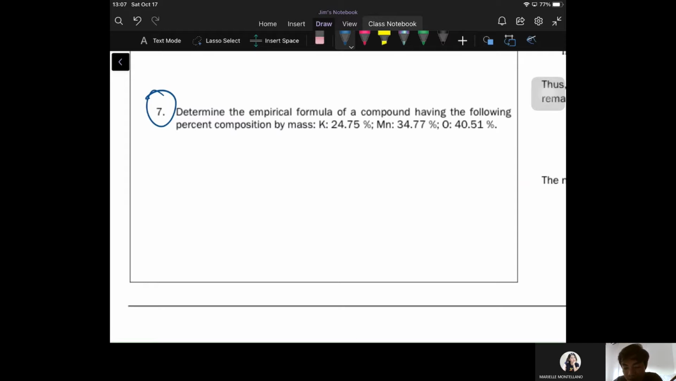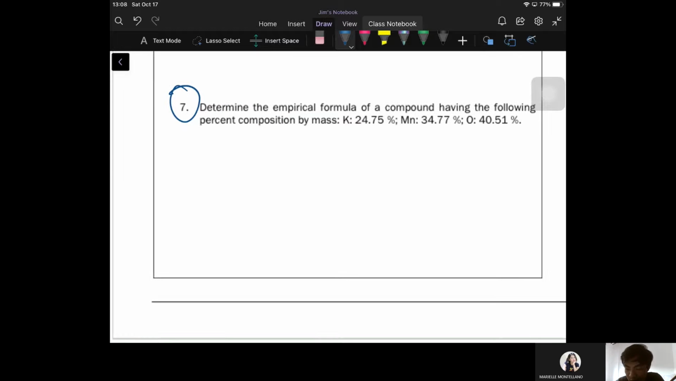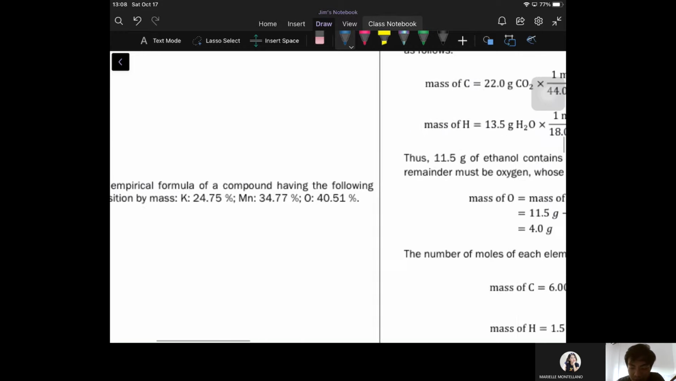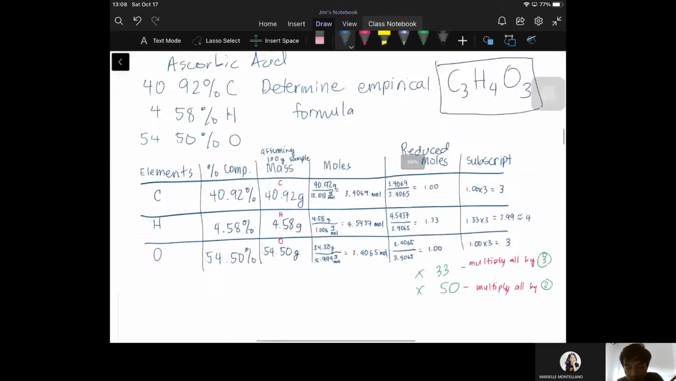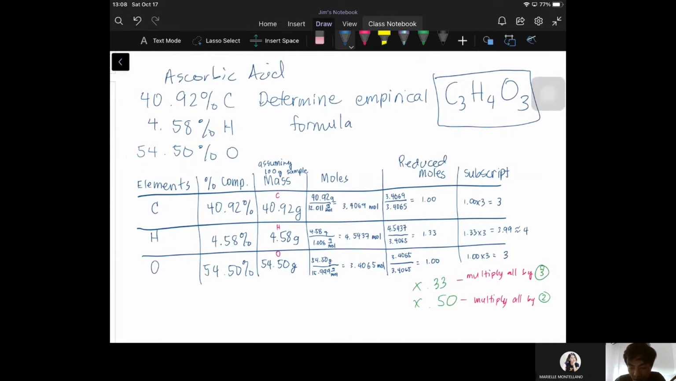So, for number 7, we have to determine the formula of the compound having a composition by mass. Potassium is 24.75, manganese 34.77, oxygen 40.51. So ang gagawin natin dito, itong ginawa nating parang table last time na. So I will use this table na lang. Palitan ko lang yung details.